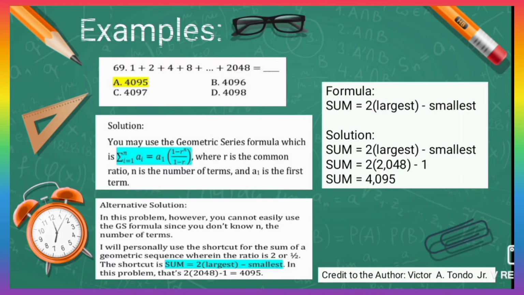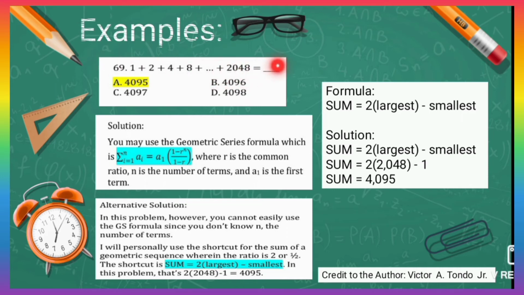Sequence na to is, tignan natin kung arithmetic or geometric siya. So, dito is makikita mo na geometric pa rin siya kasi nag-multiply tayo ng 2. 1 times 2, the answer is 2. 2 times 2, the answer is 4. 4 times 2, the answer is 8. And so on and so forth hanggang napunta sa 2048.